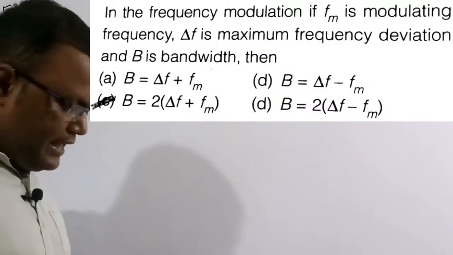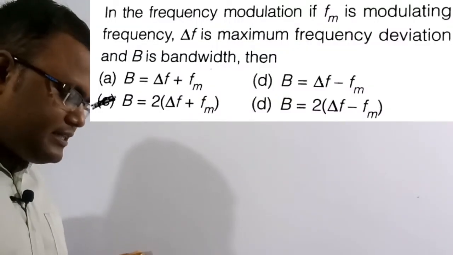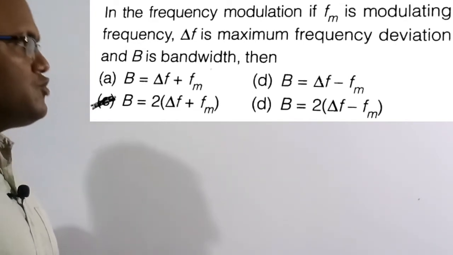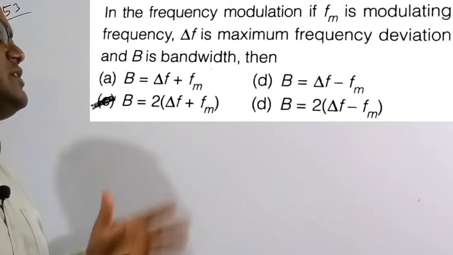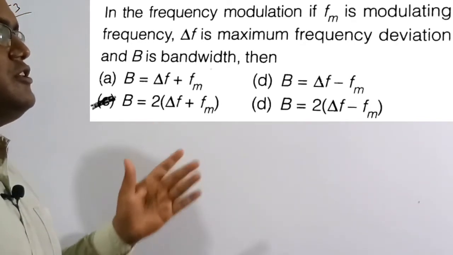See the question here. In frequency modulation, if fm is the modulating frequency, delta f is the maximum frequency deviation and B is the bandwidth, then we need to find the relation between all these quantities. Out of the four options, option C is the correct solution of this question. So let's solve this numerical.